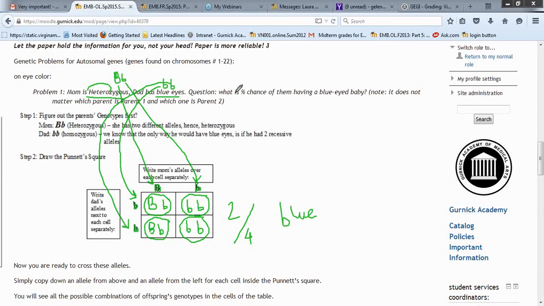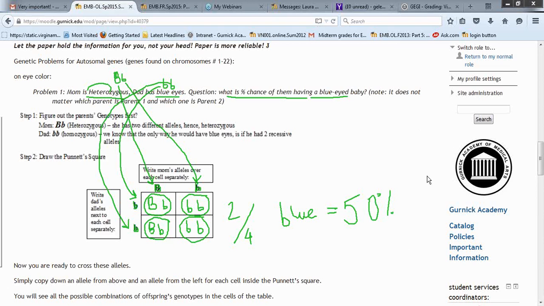And it's asking us, what is the percent chance of them having a blue-eyed baby? Well, 2 out of 4, that's 50%, right? Half, a 50% chance of having a blue-eyed baby. And that's your answer. And that's basically how you solve all the genetic problems. You figure out the genotypes of the parents, you draw the Punnett square, figure out the genotypes of the babies, and then finally you interpret them.